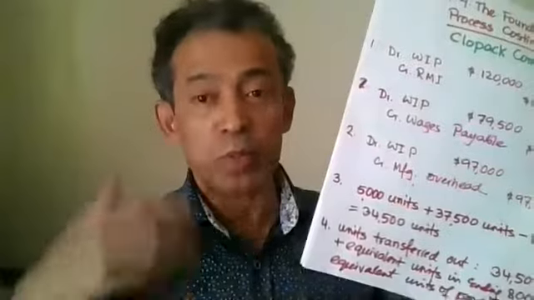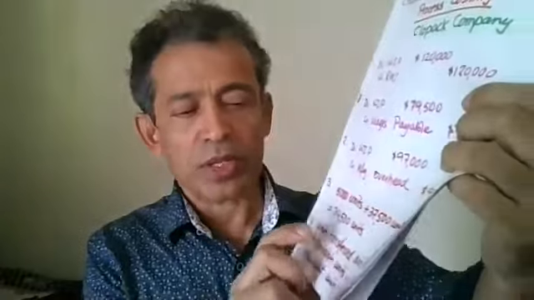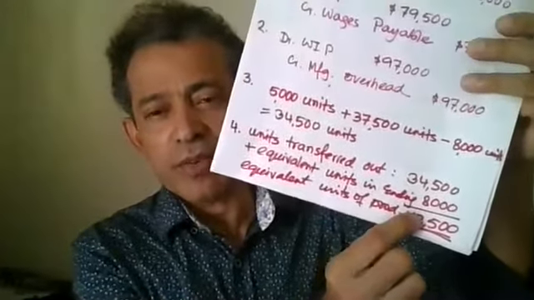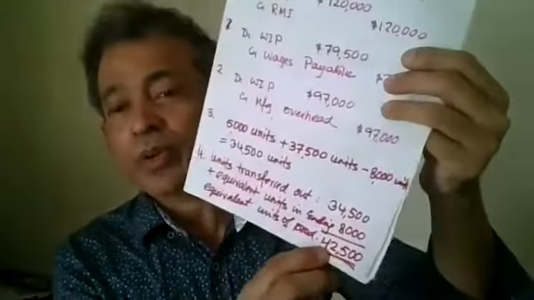That is not what was produced during the period. What was produced, under weighted average, would include all the costs. When we do the unit costs, we would include the beginning 5,000 plus what we have worked on, started and finished. So here you can see units transferred out is 34,500 plus units in closing inventory, 8,000. So the total equivalent units of production is 42,500 units.